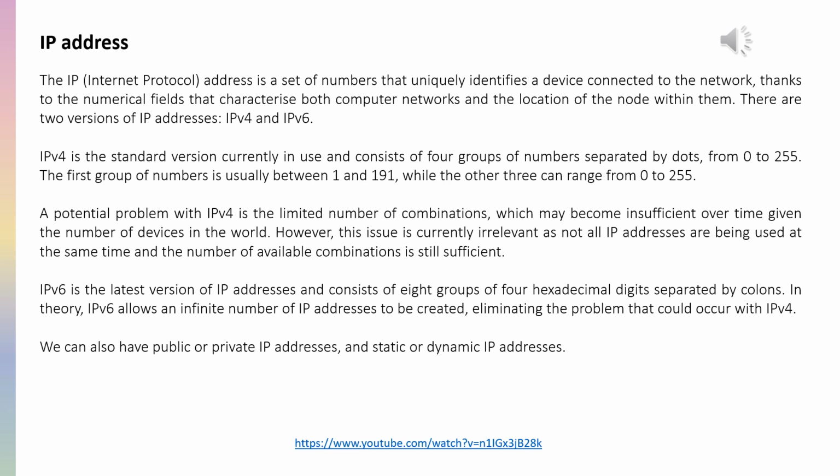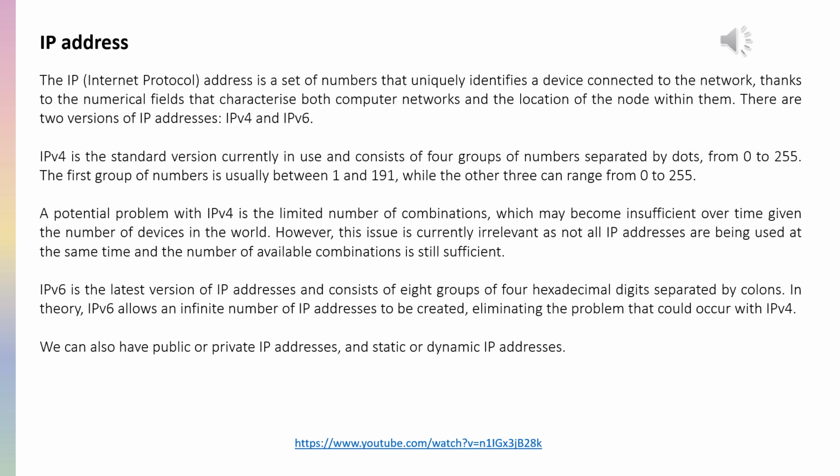IPv4 is the standard version currently in use and consists of 4 groups of numbers separated by dots, from 0 to 255. The first group of numbers is usually between 1 and 191, while the other 3 can range from 0 to 255. A potential problem with IPv4 is the limited number of combinations, which may become insufficient over time, given the number of devices in the world. However, this issue is currently irrelevant as not all IP addresses are being used at the same time and the number of available combinations is still sufficient.